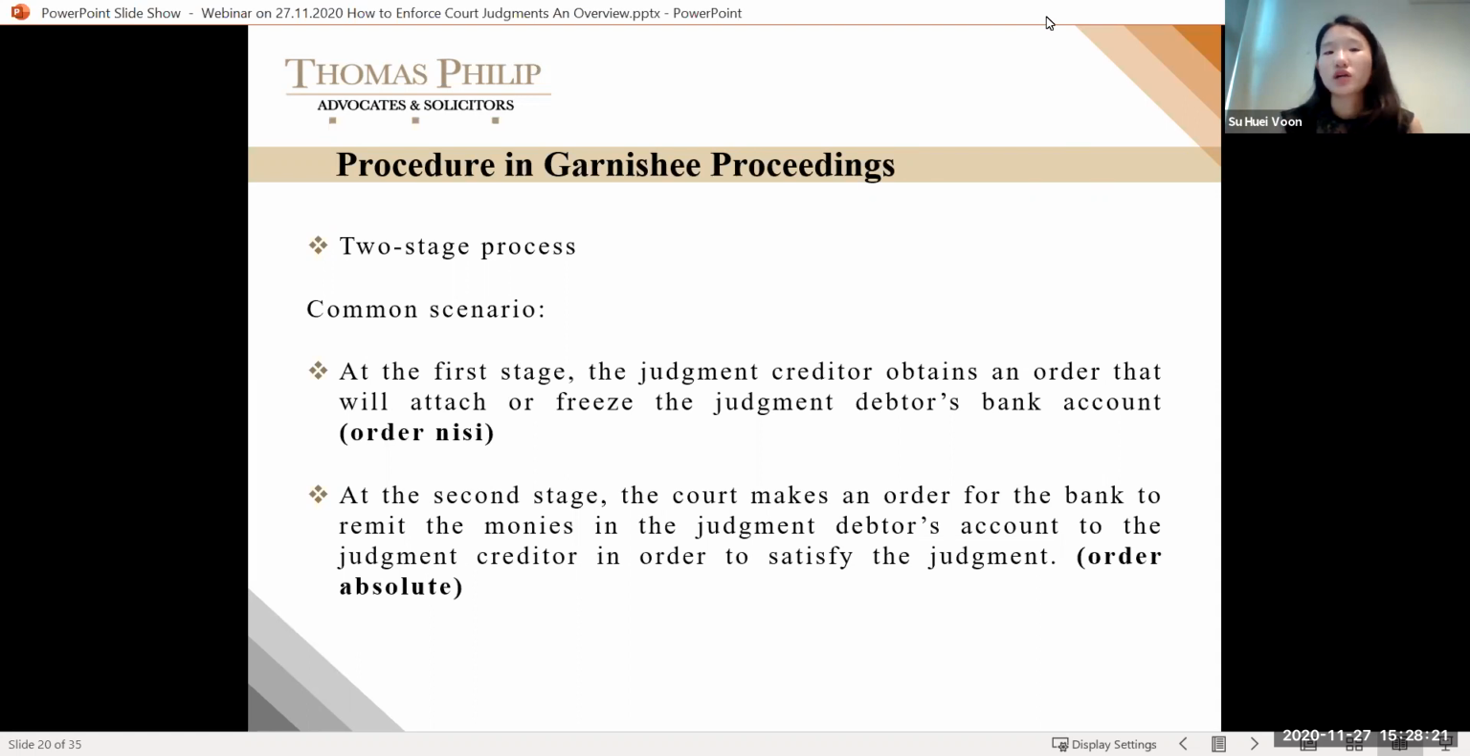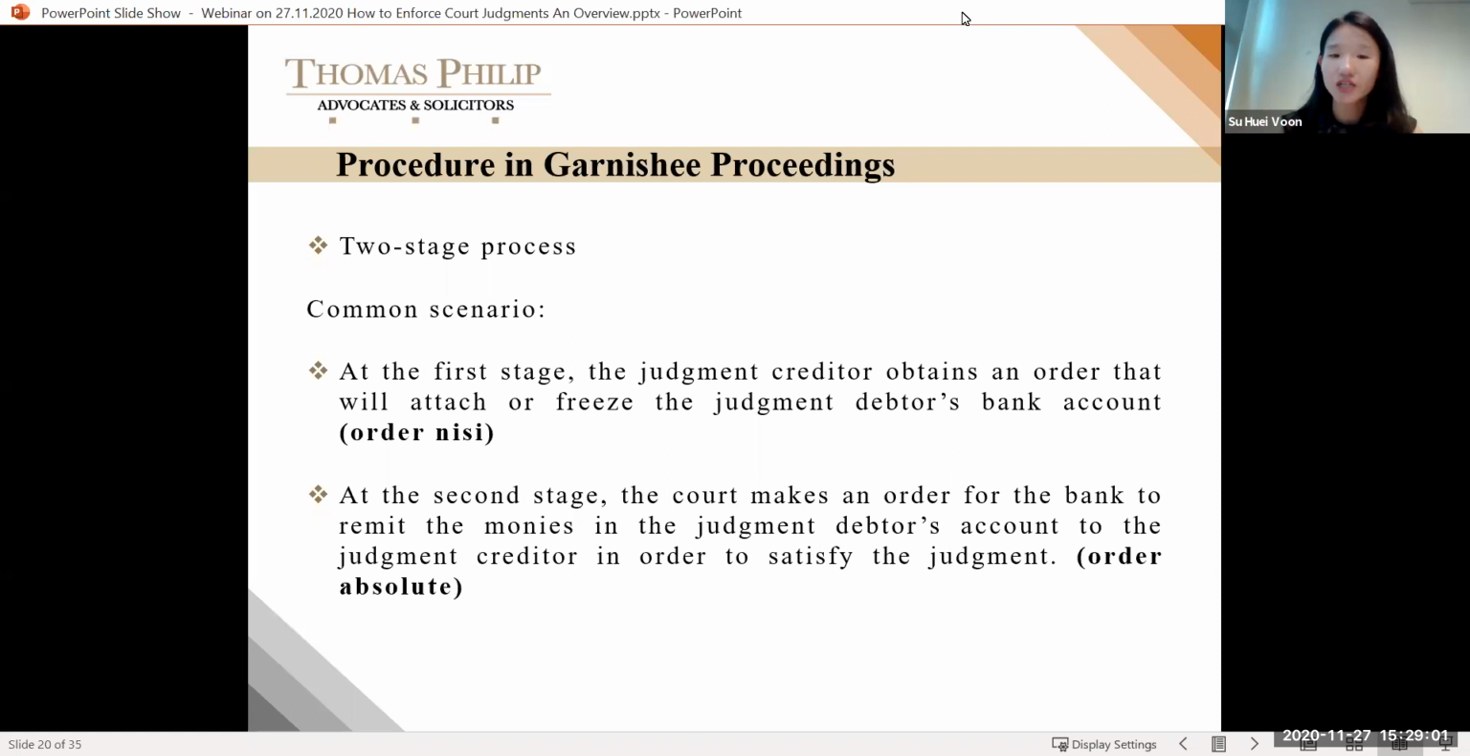Normally when I talk about Garnishee proceedings, I like to explain it as a freezing of a bank account. The reason being that at the first stage, if we're talking about banks being the Garnishee, the judgment creditor will obtain an order that will attach or freeze the judgment debtor's bank account. So this is the order nisi. That's the stage where the amount in the bank account is frozen. It could be more or less than the judgment sum, but that will be frozen. Nothing happens yet, it's just that it can't move.